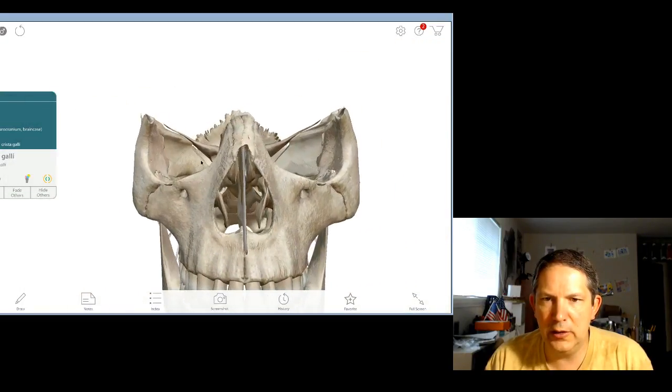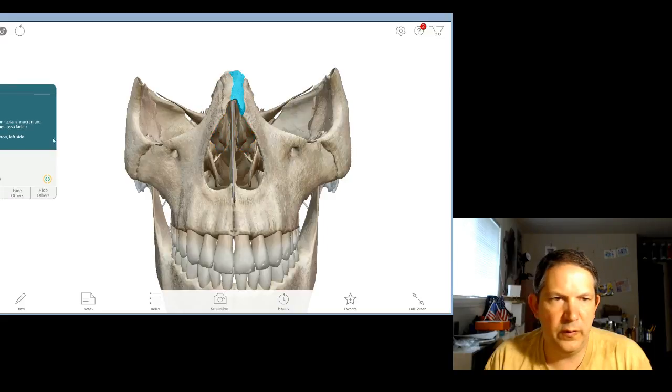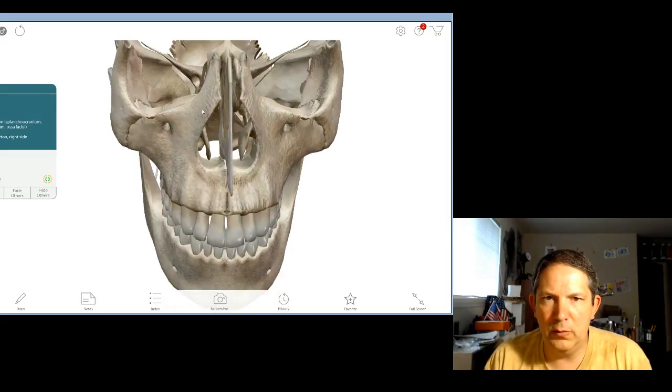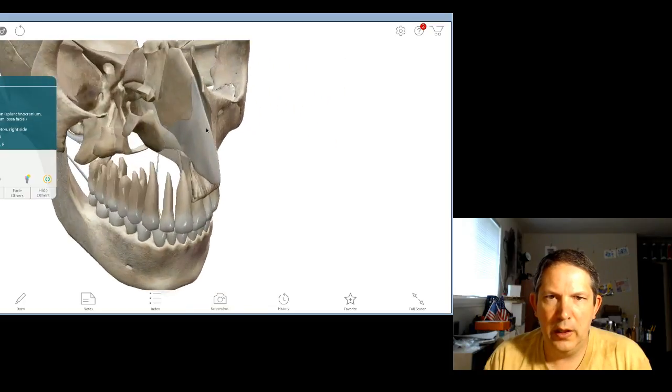Okay, let's look into the nasal cavity here. Here's the ethmoid bone. I'm going to remove the nasal bone, which is a facial bone, and I'm going to remove at least one of the maxillae so we can get a better look.